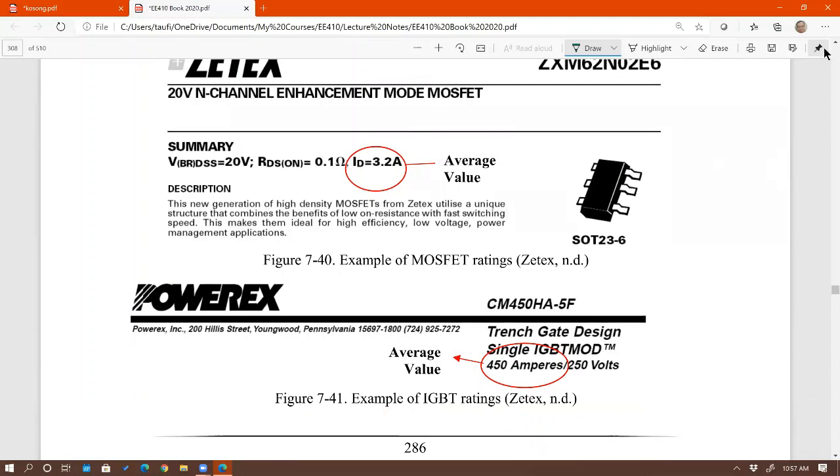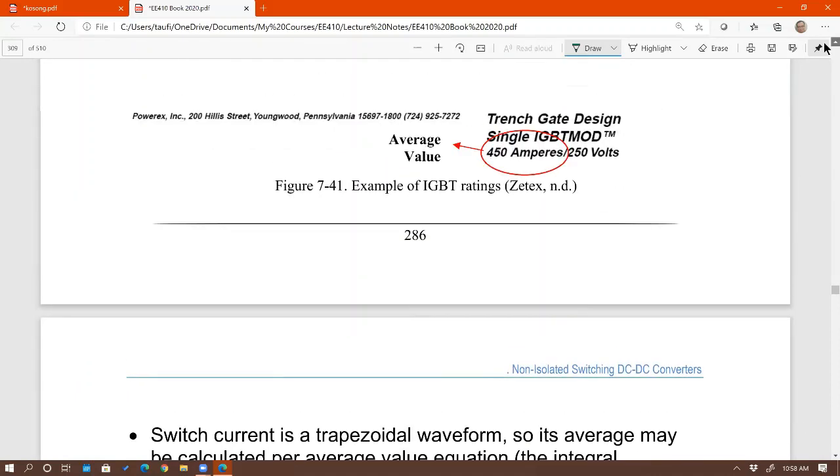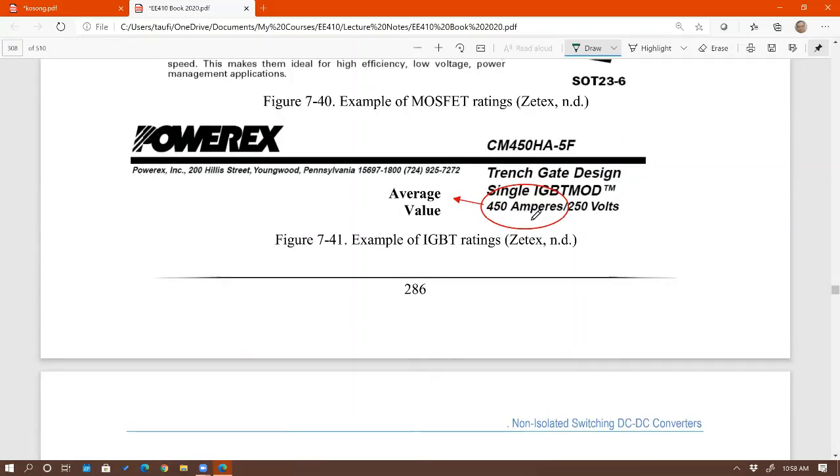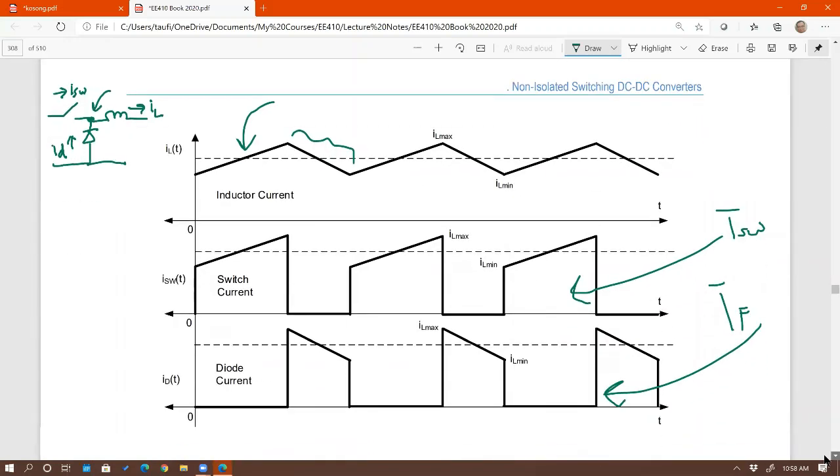See this examples of data sheets from MOSFET. That ID right there, when you pick a diode, you have to know the current rating of that diode. That current rating on the very first page is average value, okay? Not RMS, not peak, that's average value. Same thing with IGBTs right here. This is the first page on the data sheet, top right corner. That 450 amps refers to average value. So that's why it's important for you to be able to calculate average value of these waveforms, okay?